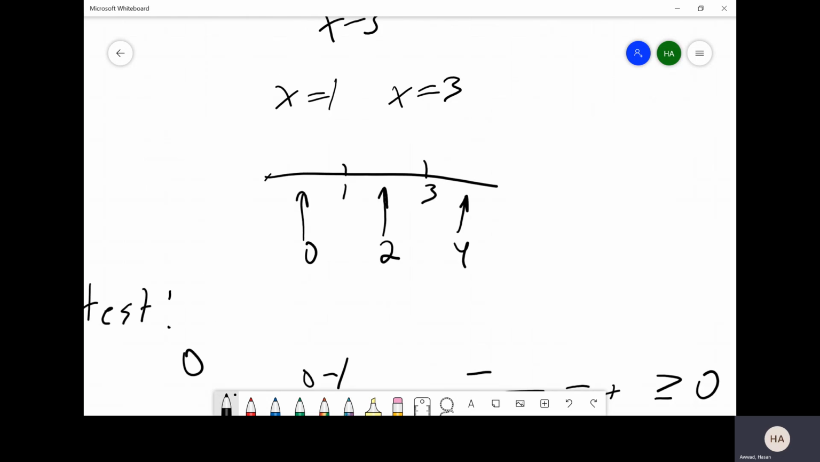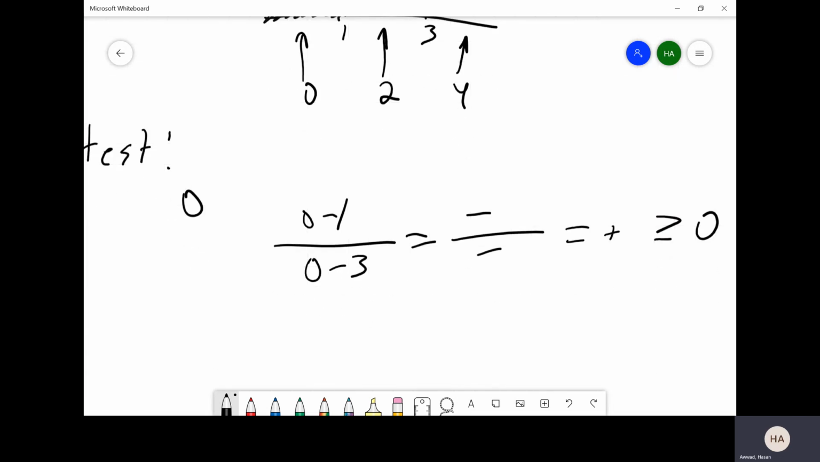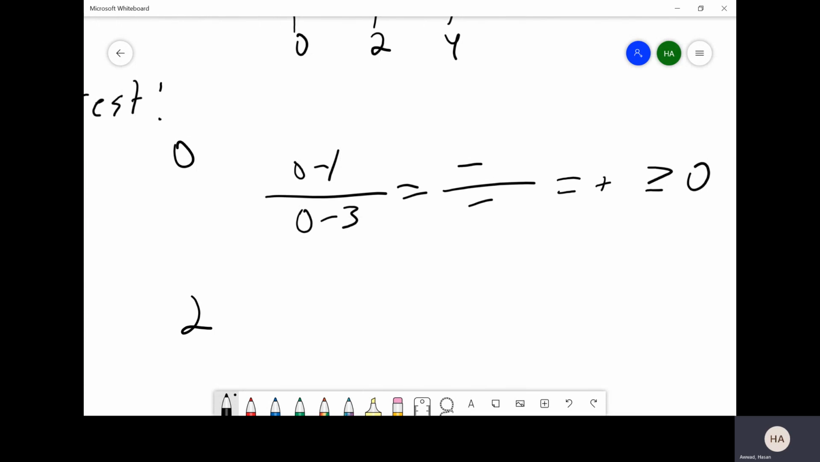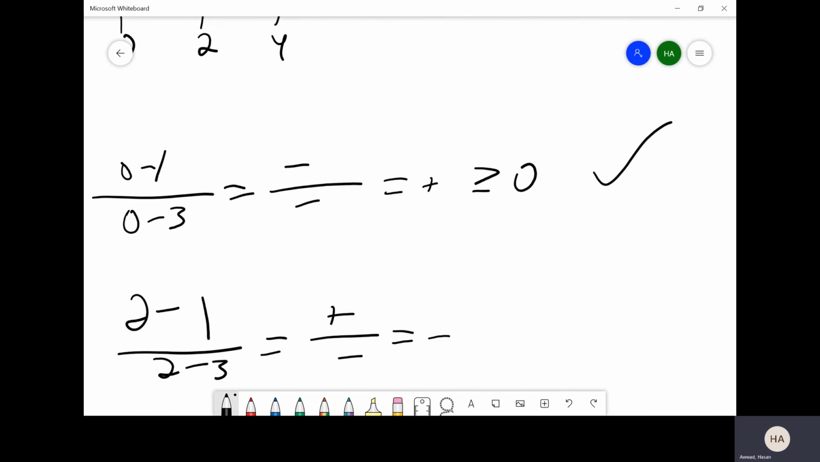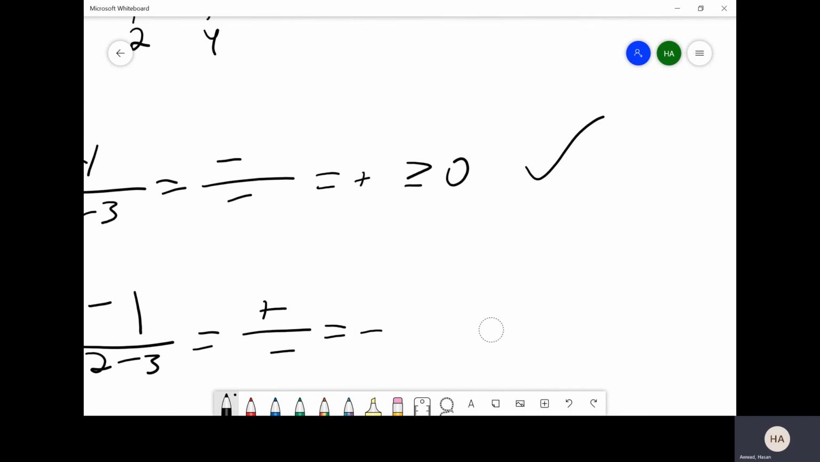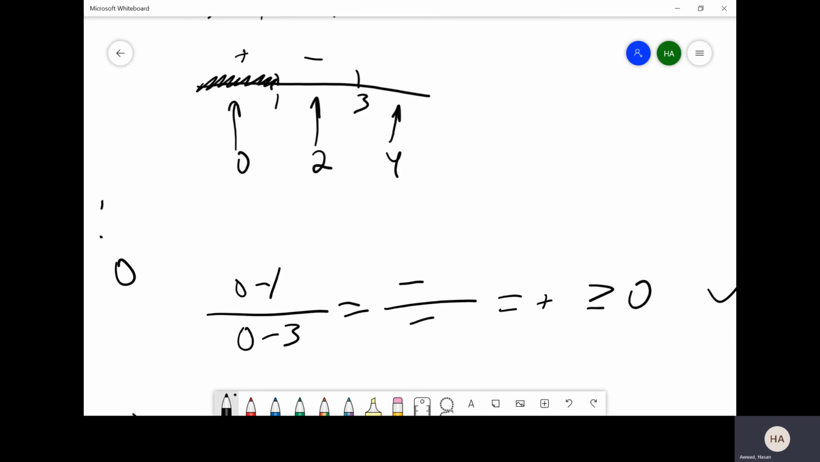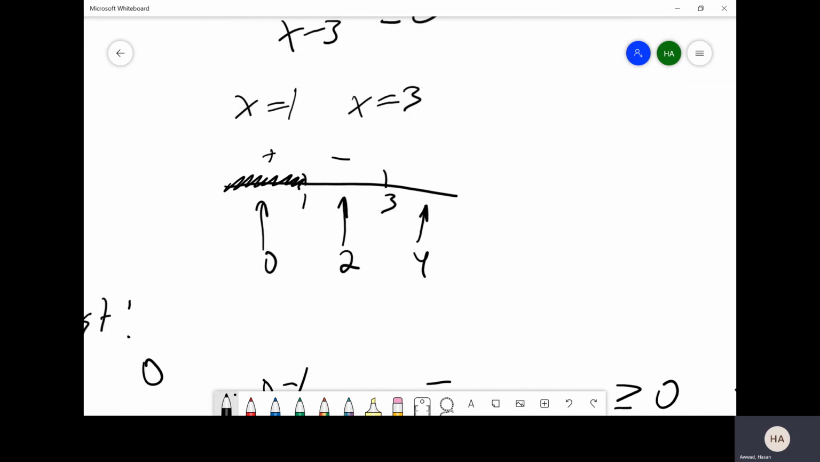So this interval over here is going to be part of your solution. This one works out, and we put a plus there because we got a positive result. Okay, so next up, we have to test 2. Testing 2, we have 2 minus 1 over 2 minus 3. We get a positive over a negative, which gives us a negative number. Is a negative number greater than or equal to 0? The answer is no, right? So we get negative here. That is not going to be part of our solution.